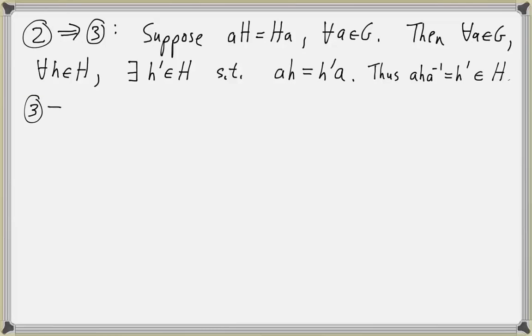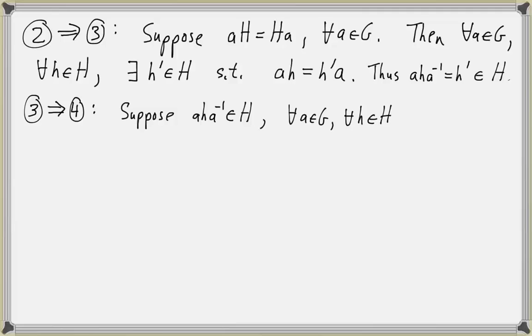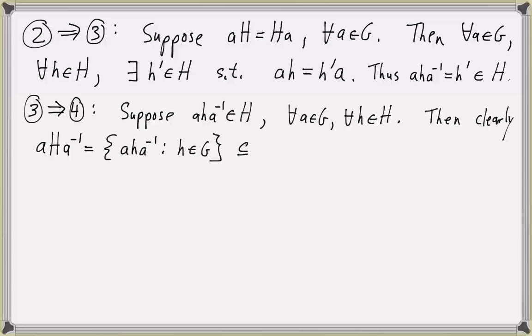Now we show 3 implies 4. So we're going to assume that a⁻¹ha is an element of H for all elements a in G and for all elements h in H. Then clearly the conjugate of subgroup H by a⁻¹, which is just the set of all of these elements a⁻¹ha such that h is in H, this whole set must be contained in H, since each of the individual elements is assumed to be in H. And that proves statement 4.